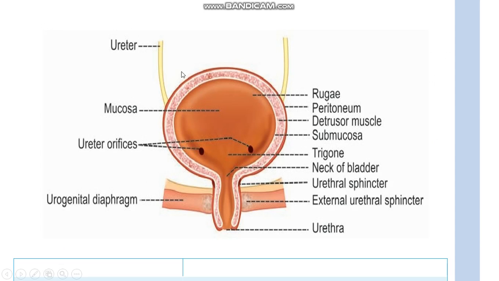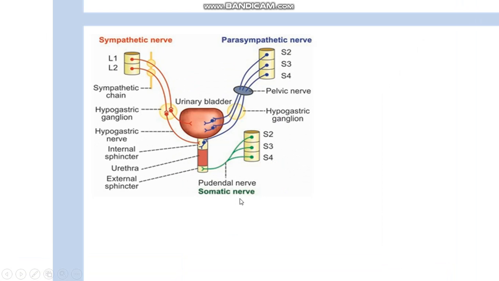So this is the picture. Here there is the mucosa, ureters, urogenital diaphragm, the external urethral sphincter, and this is the urethra. Over the walls of this bladder the detrusor muscles are present. This is the trigone. Here is the neck of the bladder. Here is the internal urethral sphincter, and here the external urethral sphincter. These pictures represent the nerve supply to the bladder.